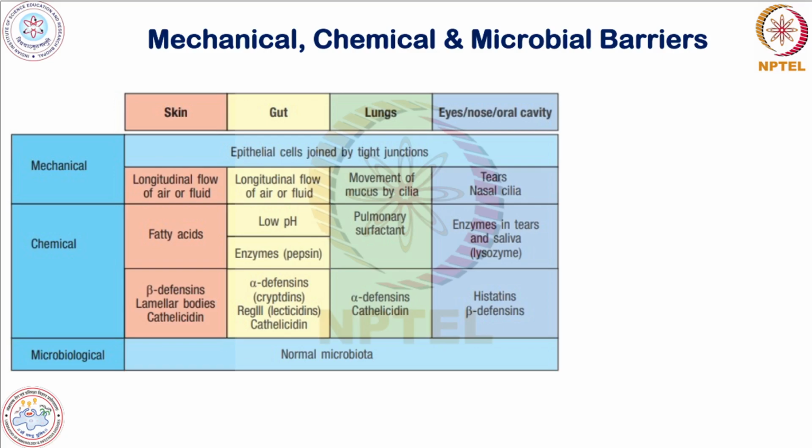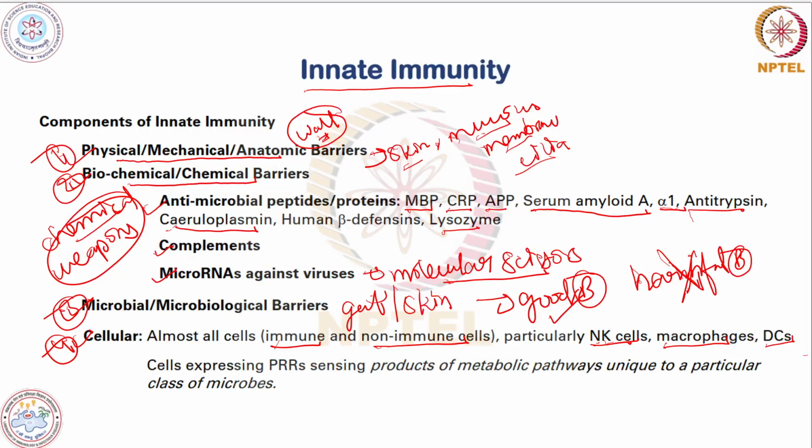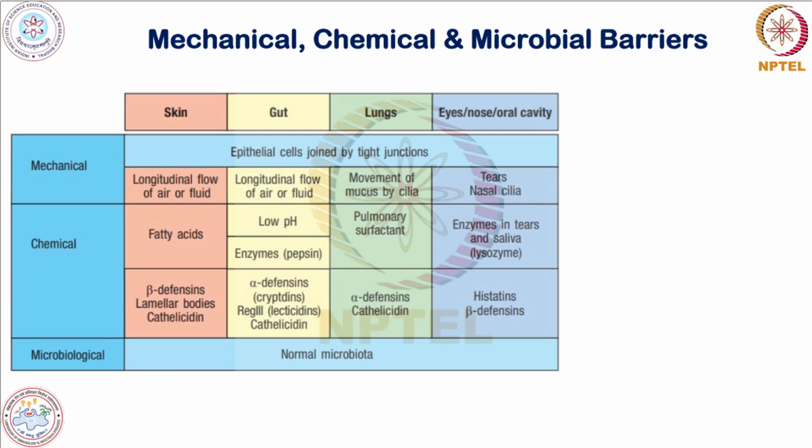So next we have the mechanical, chemical, and microbial barriers. This first one was the components of innate immunity. Now we will discuss in detail the mechanical, chemical, and the microbial barriers of the innate immunity. So let's discuss how our body prevents infection using different kinds of barriers. These barriers are divided into these three categories. First one is mechanical, second one is chemical, third one is microbiological. So, the mechanical barriers are the physical structures and movements that stop microbes from entering.